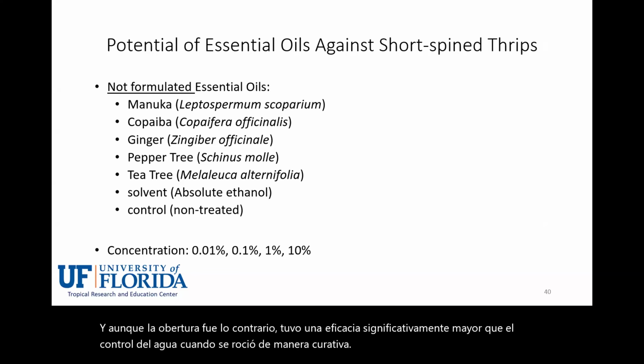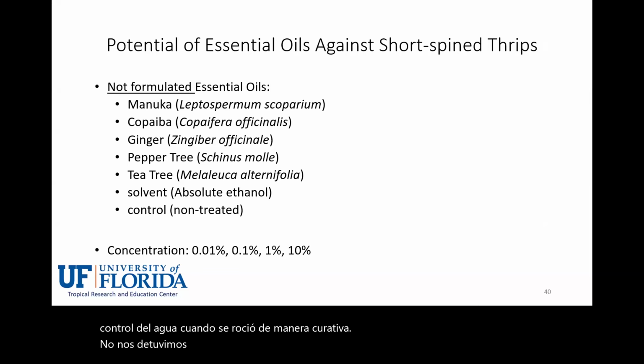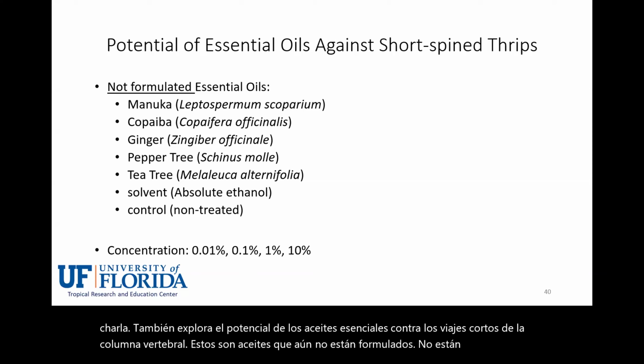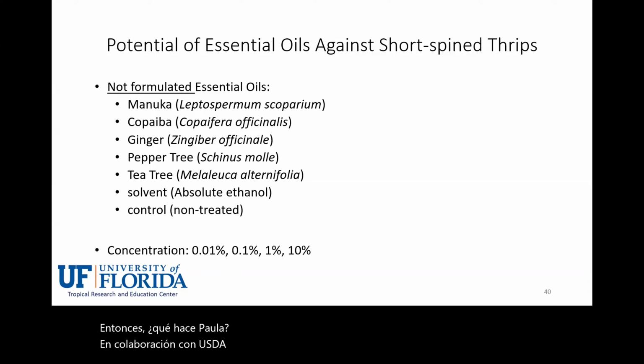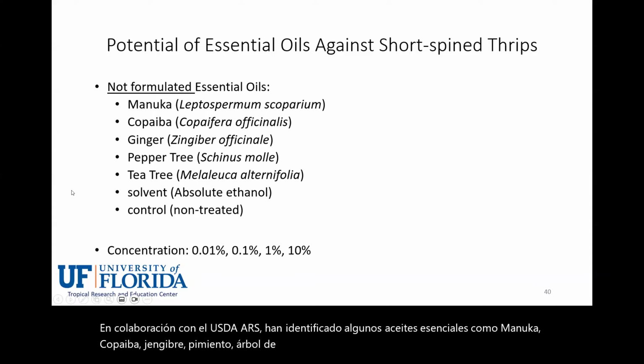We didn't stop there, and currently Paola Villamarin, that you're gonna hear from in the next talk, also explores the potential of essential oils against the short spine thrips. These are oils that are not formulated just yet. They are not available in the market, but we want to see if there is something interesting that we can further explore. So what Paola does, in collaboration with USDA ARS, they have identified some essential oils like manuka, copaiba, ginger, pepper tree, tea tree, and these oils are being diluted into absolute ethanol.